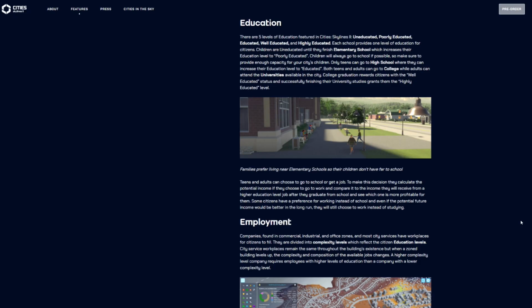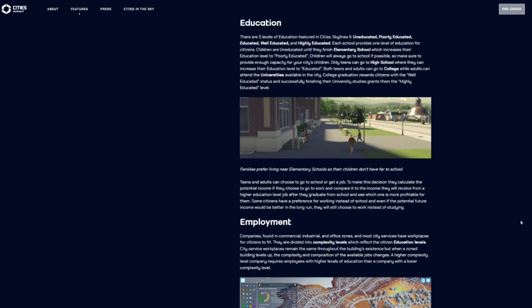Teens and adults can choose to go to school or to get a job. To make this decision, they calculate the potential income if they choose to go to work and compare it to the income they'll receive from higher education level jobs if they continue with school and graduate, and see which one is more profitable for them. Some citizens have a preference for working instead of school, and even if the potential of future income would be better in the long run, they still choose to work instead of studying.